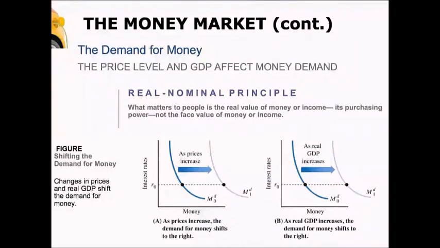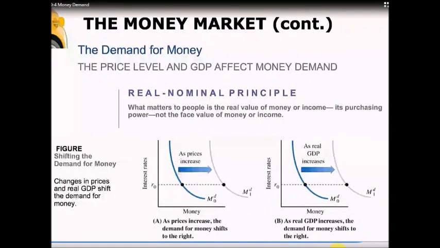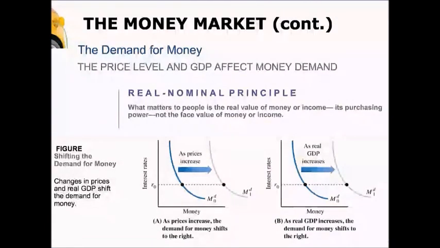So in the money market, money demand is downward sloping because the interest rate is the opportunity cost of holding money, and as the interest rate goes up, you hold less money. But the money demand curve is also going to shift. It will increase if there's a rise in the price level, and increase if there's a rise in real GDP.